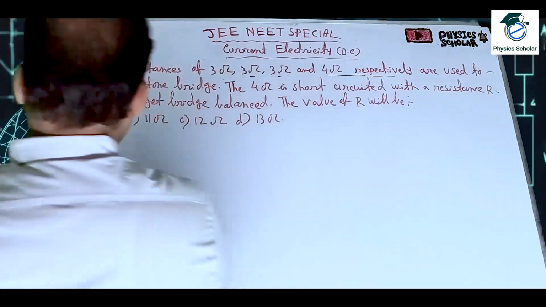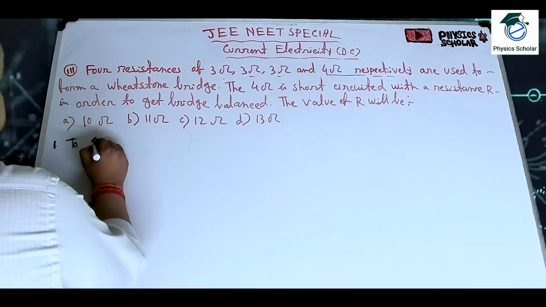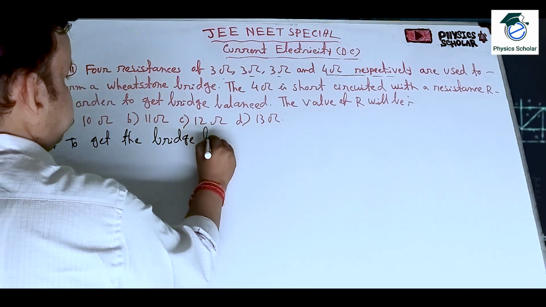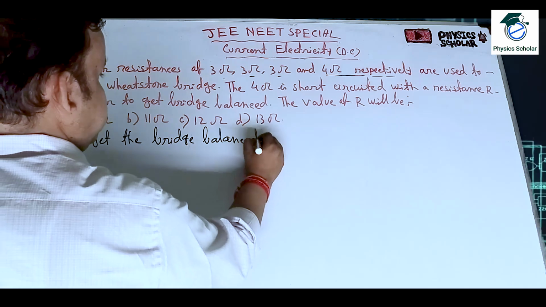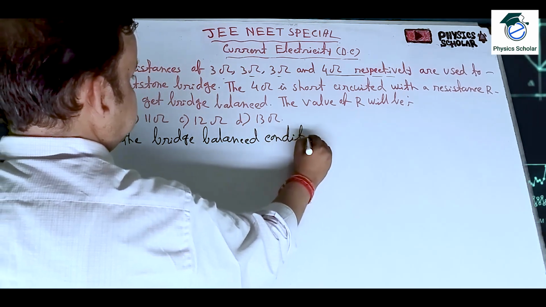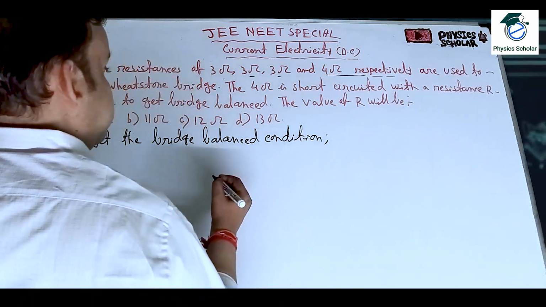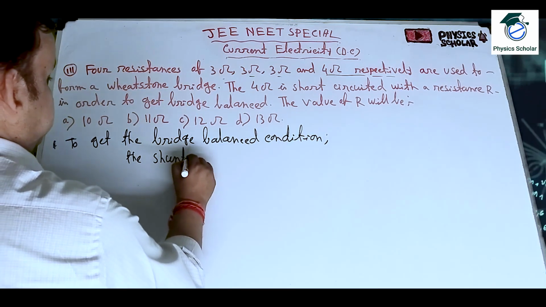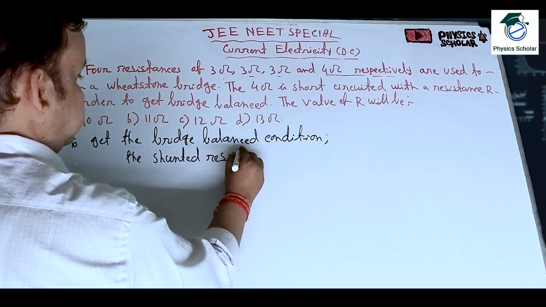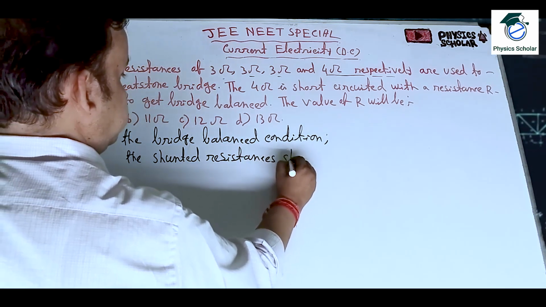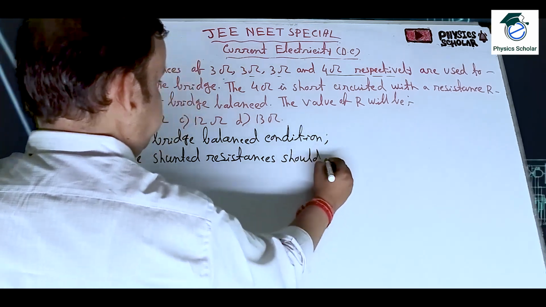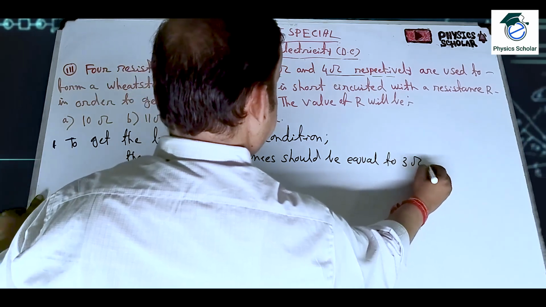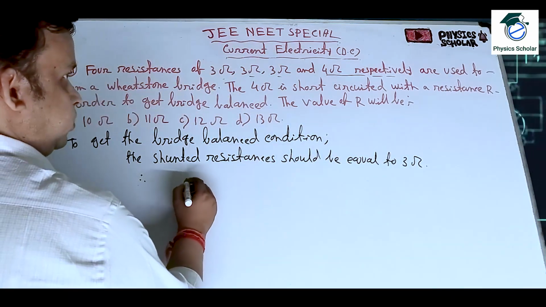Clear? So to get the bridge balanced condition, the shunted resistance should be equal to 3 ohms. Clear? So now what?